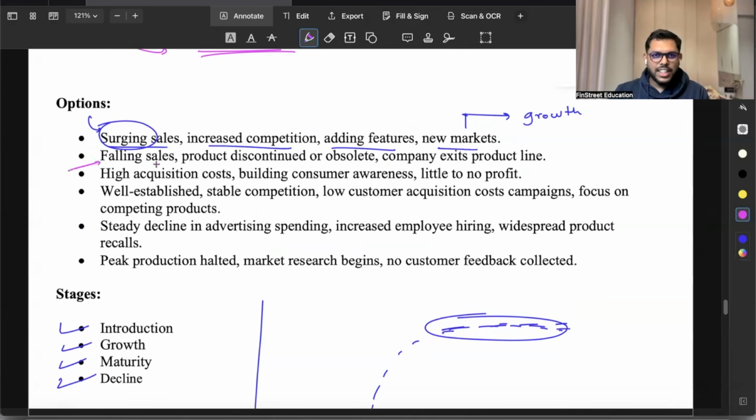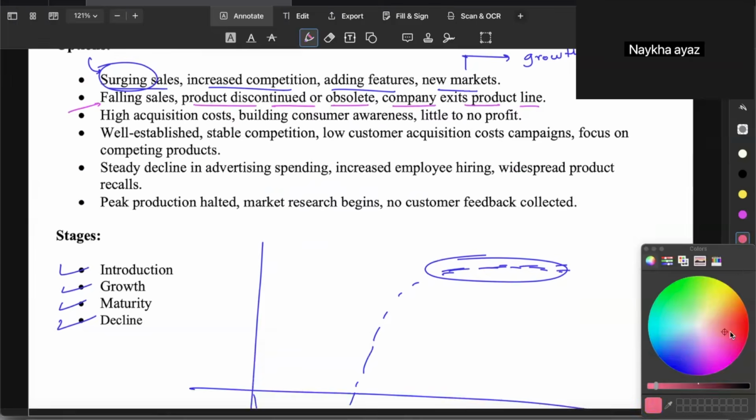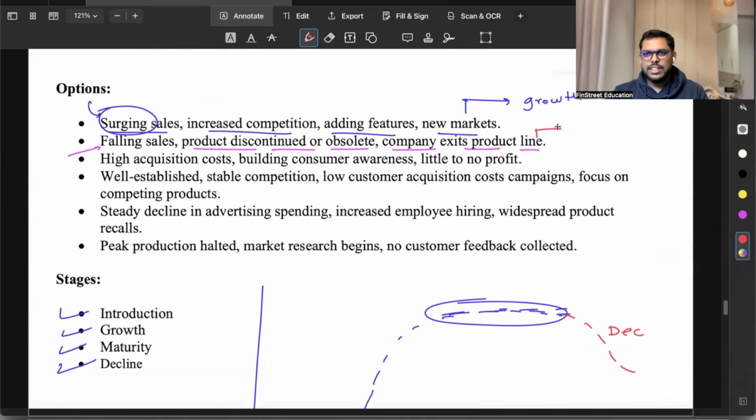Next, falling sales, product discontinued or obsolete, company exits product line. What do you think? Sale कहाँ पर होता है? Decline. Correct. We had shortly discussed ये नीचे चला जाता है. So this phase is decline. So let me write this as decline.